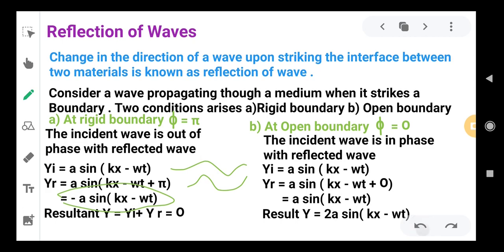Then the resultant wave is the sum of the incident and the reflected wave, plus minus, which will be 0.